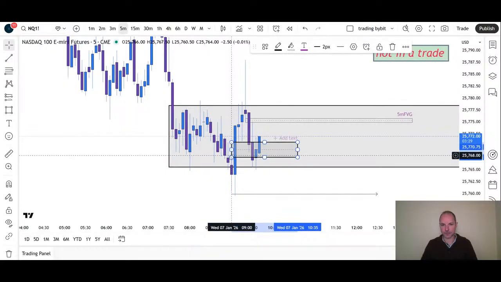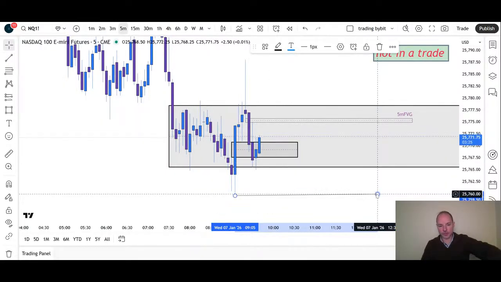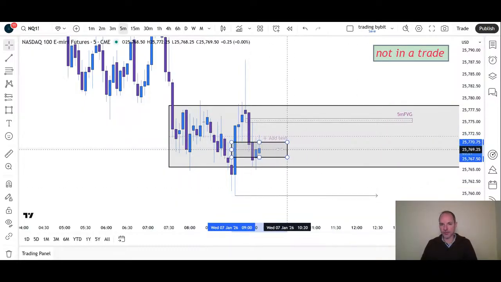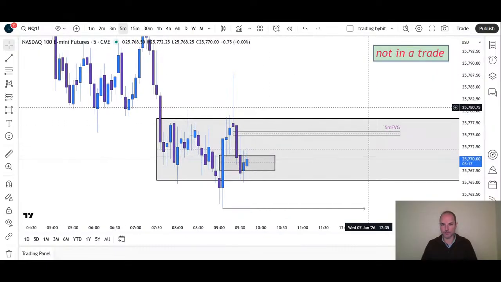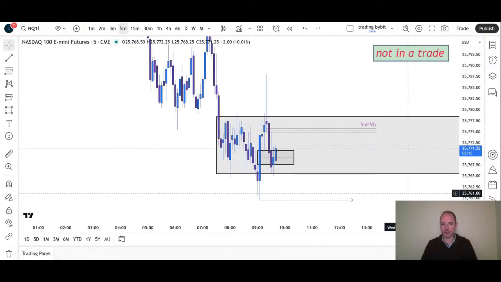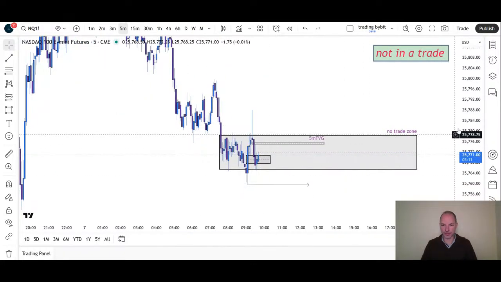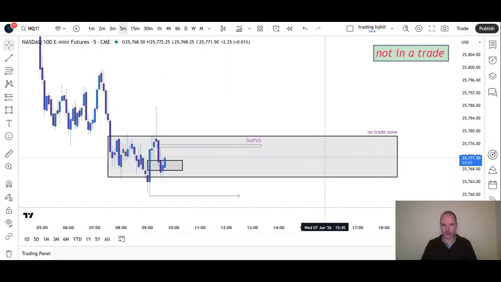Right here. And we didn't take out the low of the structure. So as long as we don't take out this low of the structure, this 5 minute fair value gap is holding, and that means that the structure shows on a 5 minute base that it wants to go up. So we have to be patient right now until we move out of this no trading zone. We have to be patient until we move out of it.